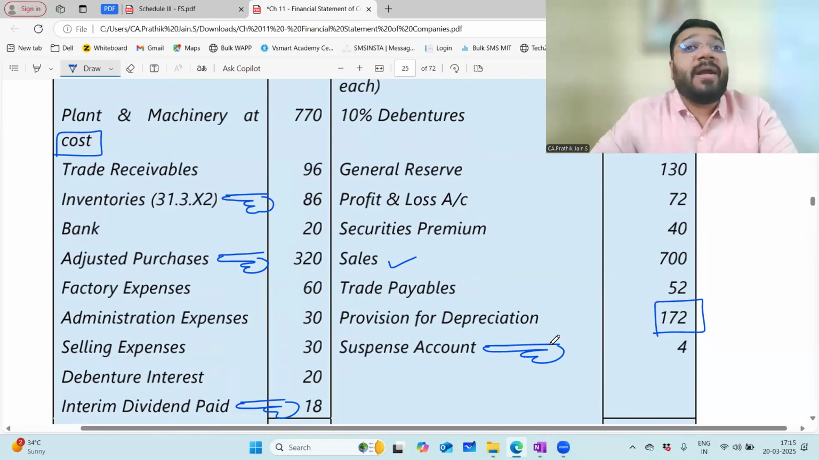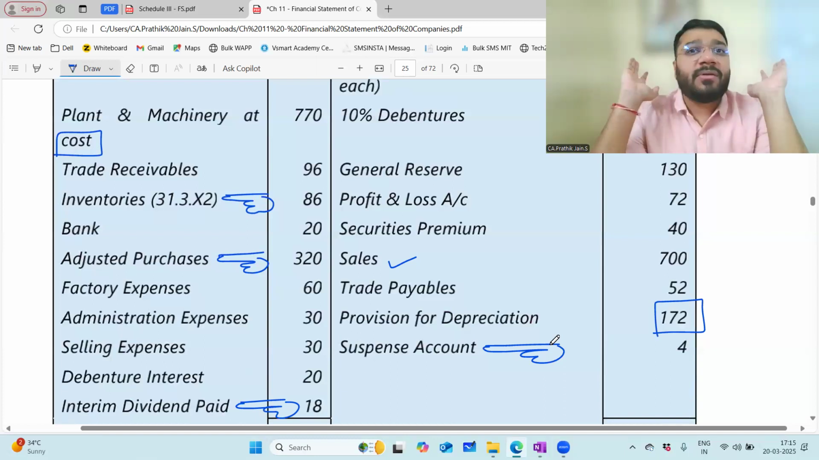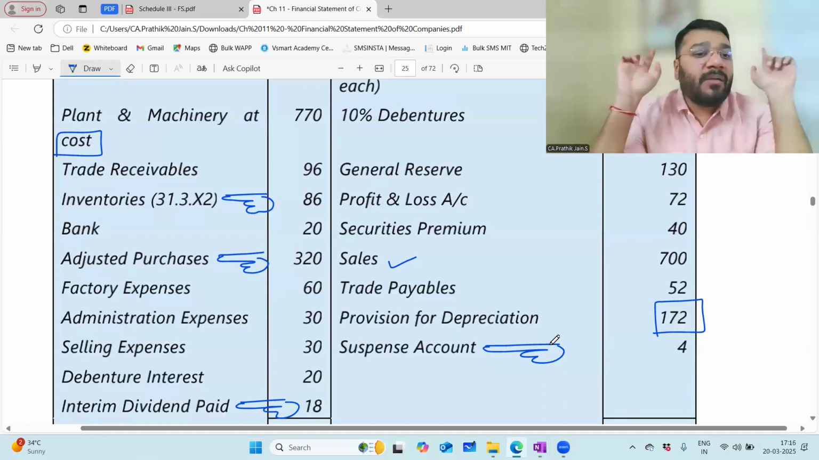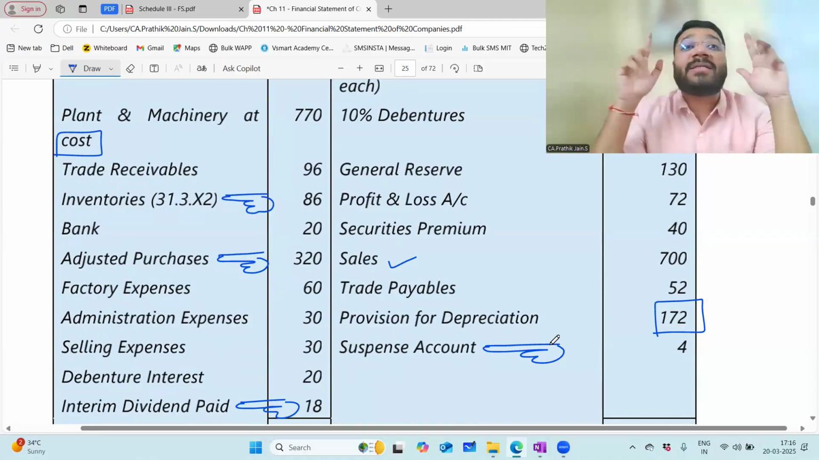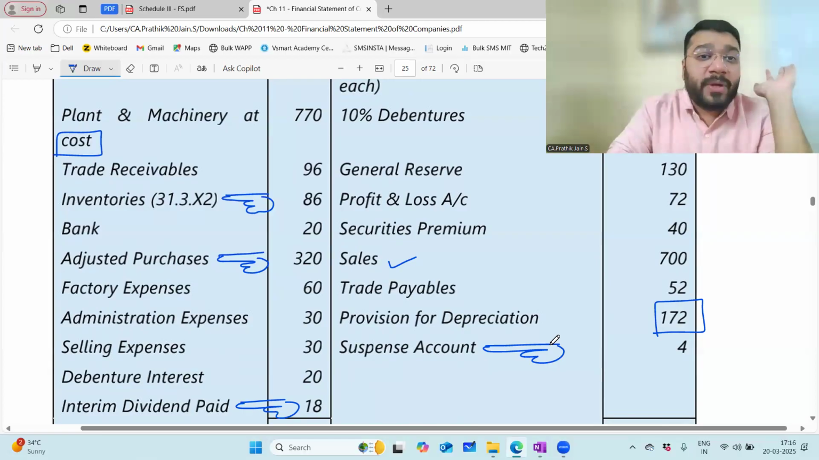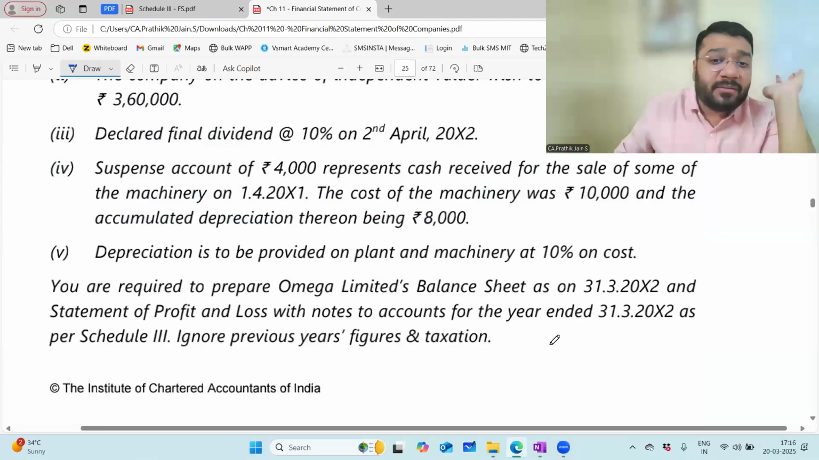So my question goes to all of you. Has the question already prepared the statement of P&L, or do they want you to prepare the statement of P&L? If you see this trial balance, we have all the types of accounts in it. Sales income is there. Adjusted purchase, factory expenses are there. Asset is there, liability is there, capital is there. So this is a full-fledged trial balance. The question is asking you to prepare the balance sheet and P&L. Both you have to prepare.